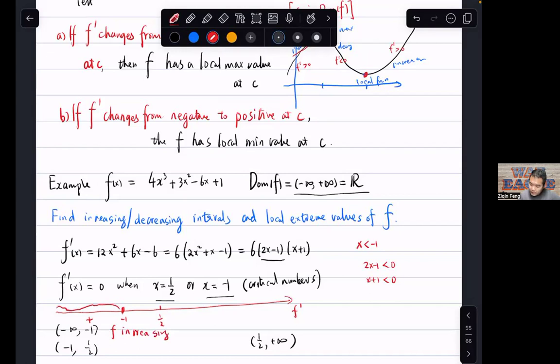And when x is greater than negative 1 and less than 1/2, right? Then x plus 1 will be positive, and 2x minus 1 is still negative. So one positive, one negative. So f prime is negative, then f is decreasing.